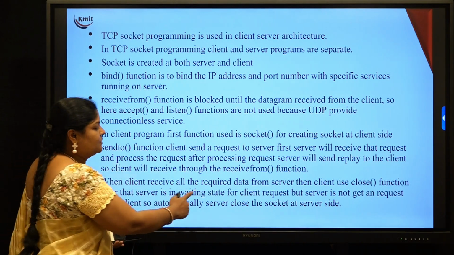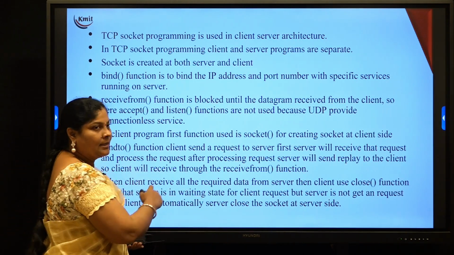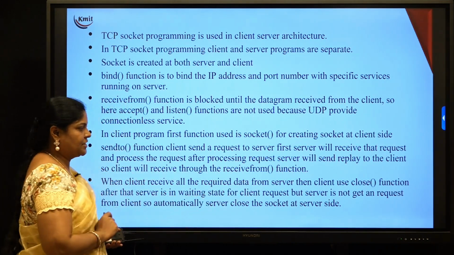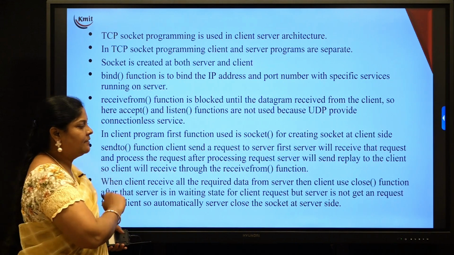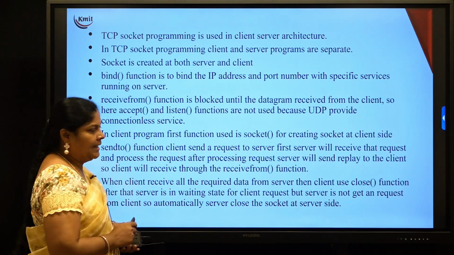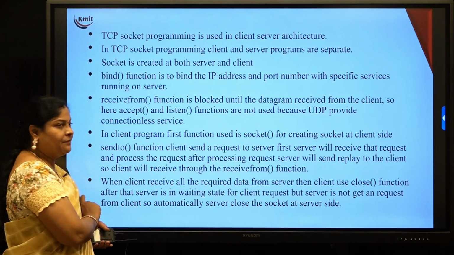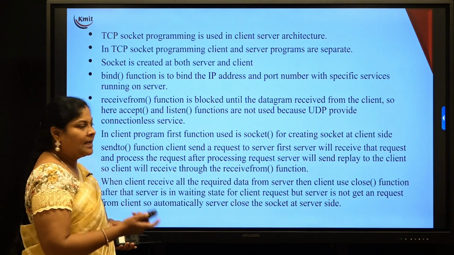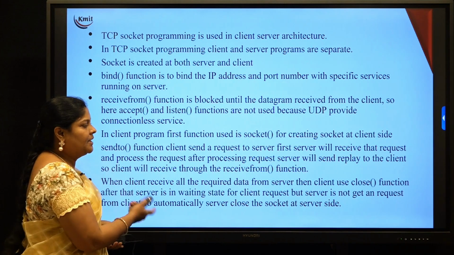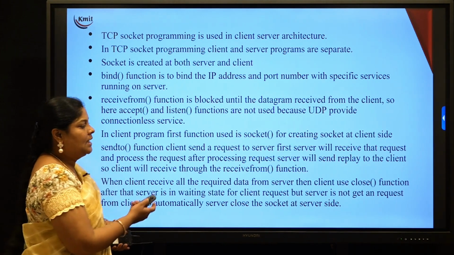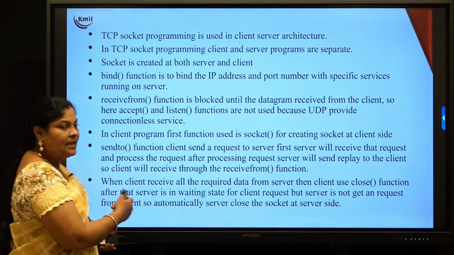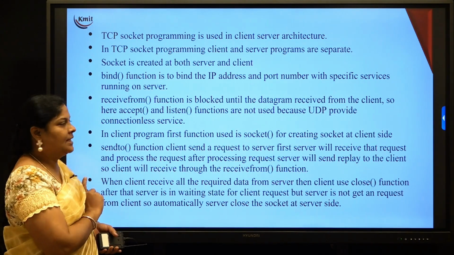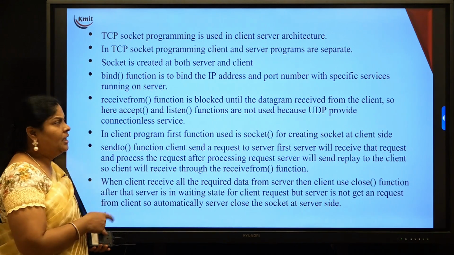Next, when the client has received all the data from the server, the client will use the close function. That means all the data from the server has been sent to the client. After that, the client will close the connection. Now the server will be waiting, to see if there is any data to be sent from the client. It will be in the waiting stage. If the client is not making any request, then the server will automatically close at the server side. So this is the flow in UDP.